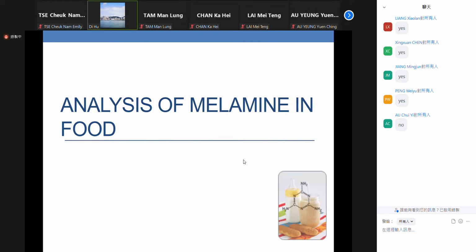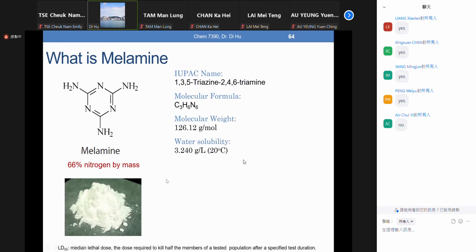We are going to talk about the analysis of melamine in food. Again, for this one, I just want you to look at the structure, and we start from the chemical structure and think about why we have to use this kind of column, and why we have to use this kind of separation or sample cleanup technique. So first, let's look at the structure of melamine.